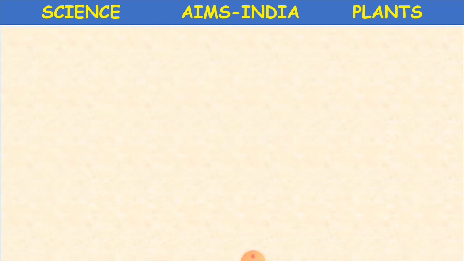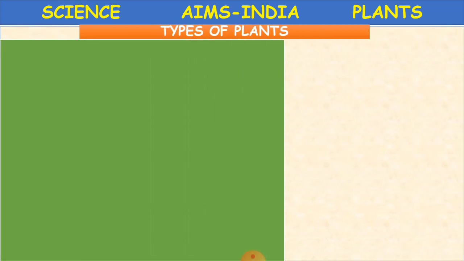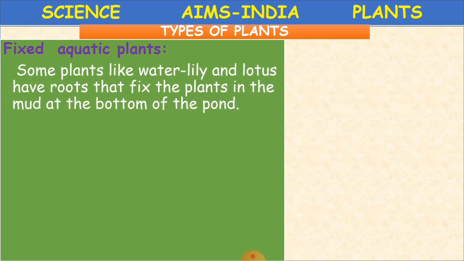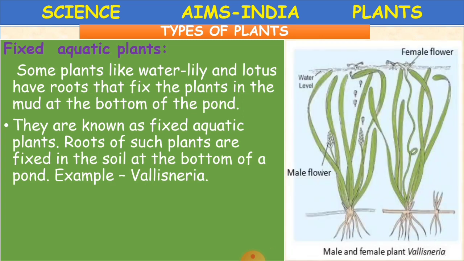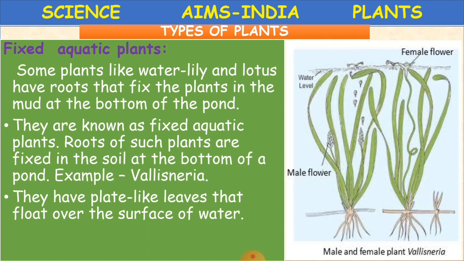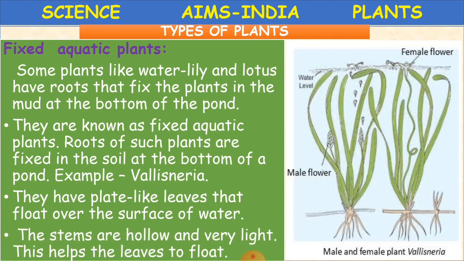Now the other type of the aquatic plant. What are they? Fixed aquatic plants. How are they? Some plants like water lily and lotus have roots that fix the plants in the mud at the bottom of the pond. Hope these two plants are very familiar for us? Most of us might have seen these plants. Now, how are they, children? They also look like they are floating on the water, but they are fixed aquatic plants.